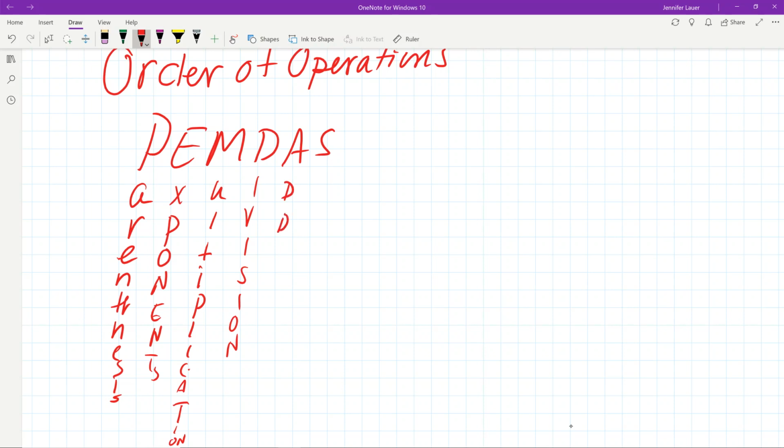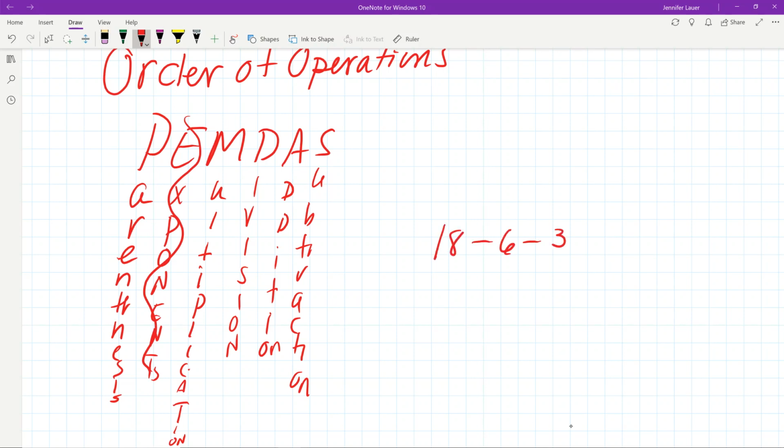So I'm going to show you what I mean by this. Subtraction. So right now we're really not going to look at exponents. That's going to come later on. Right now we're really going to focus on parentheses, multiplication, division, addition, and subtraction. So let's start with this.